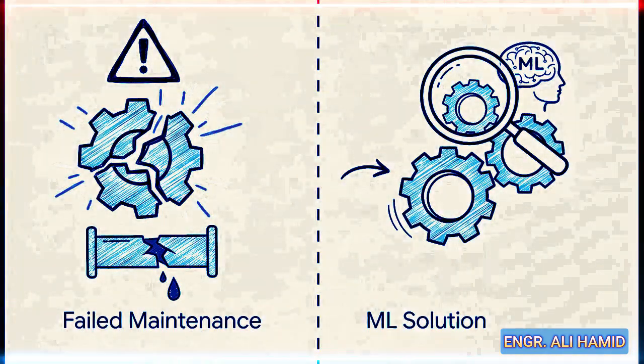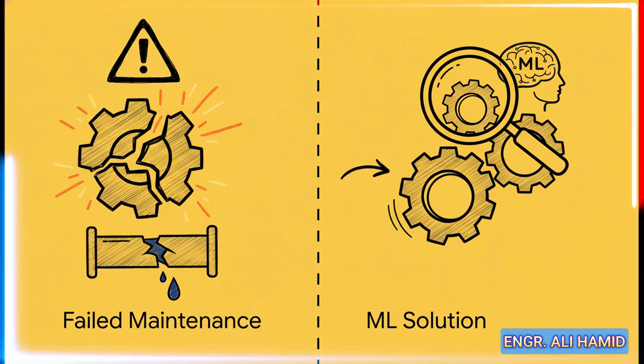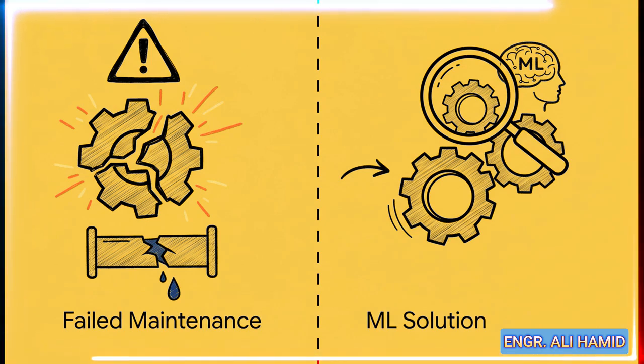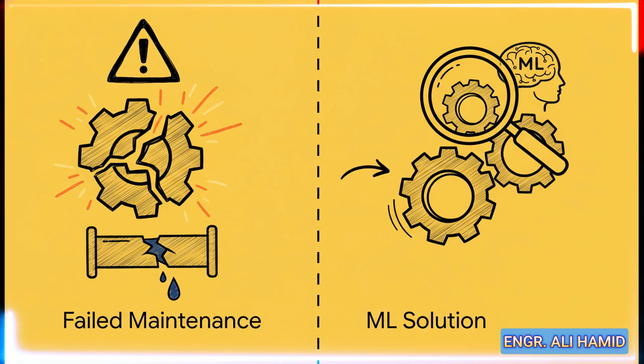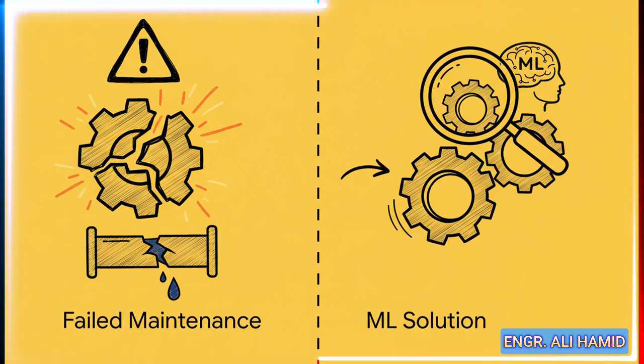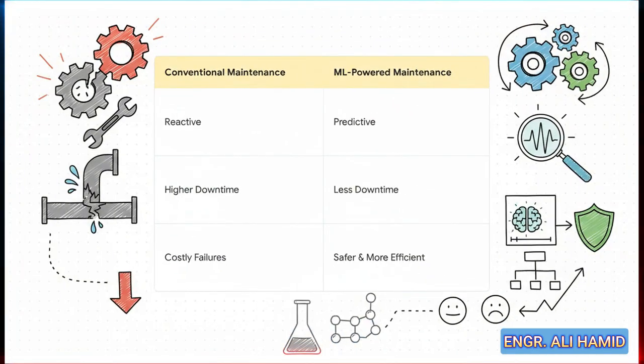Our second application is predictive maintenance. Now I know, it might not sound as exciting as process optimization, but trust me, in a chemical plant packed with complex equipment, a maintenance failure is one of the most expensive and dangerous things that can happen. And this chart just makes the difference so clear. The old way is reactive. Something breaks, and then we scramble to fix it. That means costly downtime, unexpected failures.